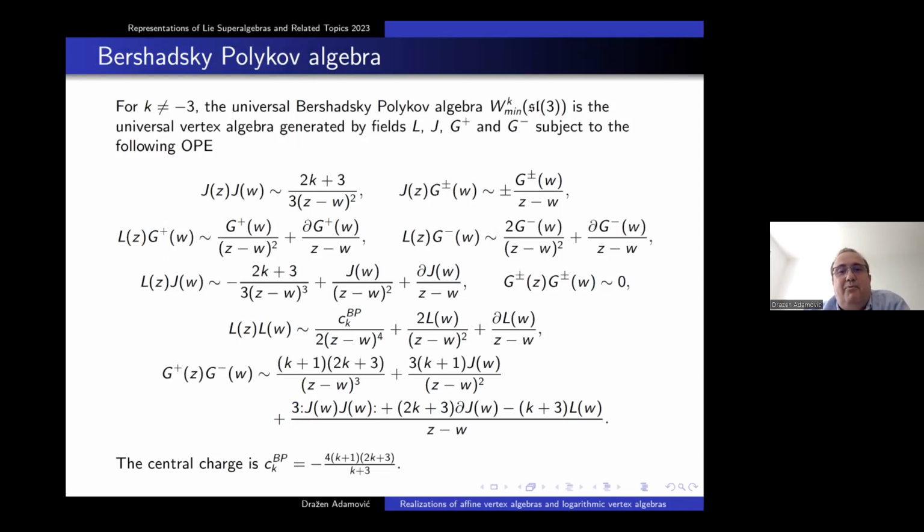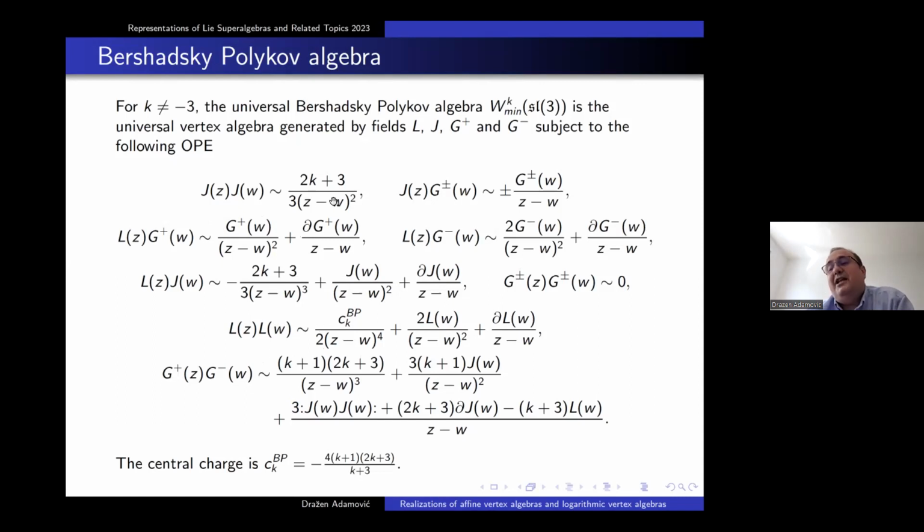So the Bershadsky-Polyakov algebra is a universal vertex algebra generated by 4 even fields. One is Virasoro. Here you have the Virasoro central charge. This is the operator product expansion of this Virasoro commutation relation. Then we have the Heisenberg field. We have the Heisenberg algebra. We have the Virasoro algebra. This is Virasoro.